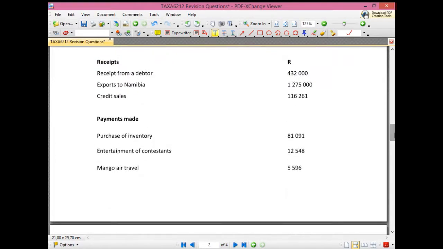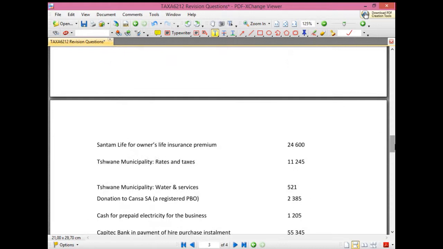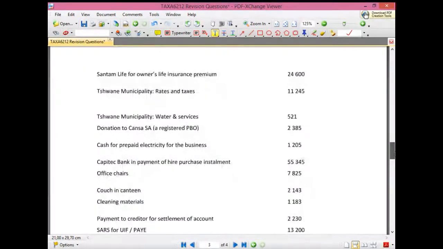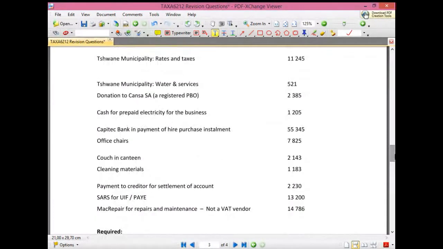Okay, so they give you receipts. You get a receipt from a debtor. There are exports to Namibia. There are credit sales. Then payments made. You've got purchase of inventory, entertainment of contestants, Mango Air Travel. There's a Sanlam Life for owners' life insurance premiums. There's Swanee municipality rates and taxes. Then we've got water and services. You've got a donation to cancer, a registered PBO.